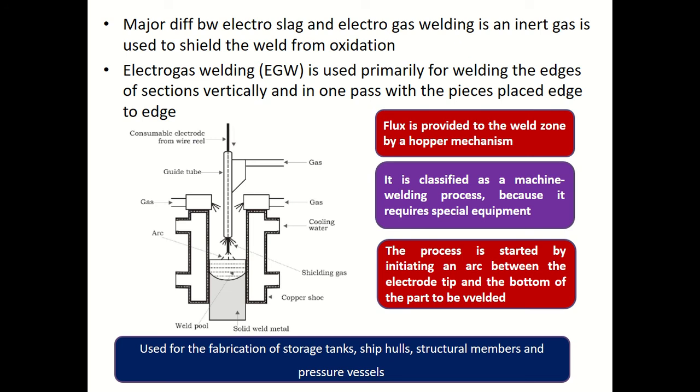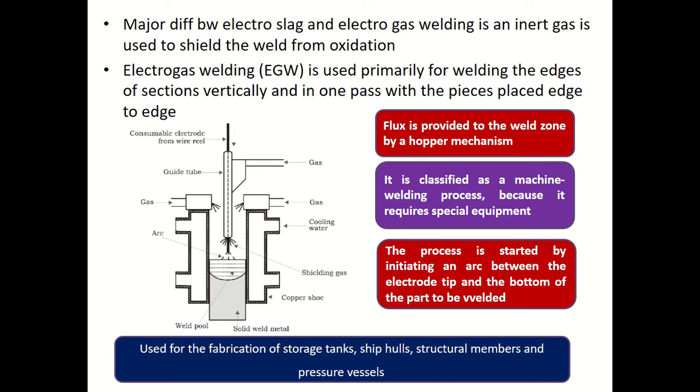This is classified as a machine welding process. The electro gas welding process is classified as a machine welding process because it requires special equipment. Electro gas and electro slag both are classified as machine welding. So, if people ask you to explain two types of machine welding process, electro gas and electro slag welding are examples.